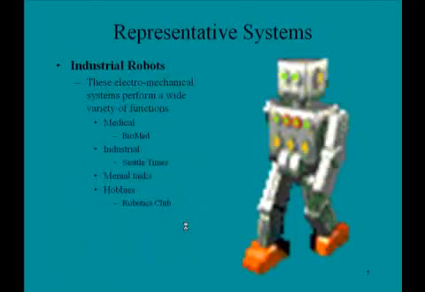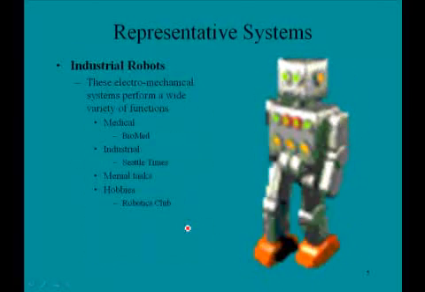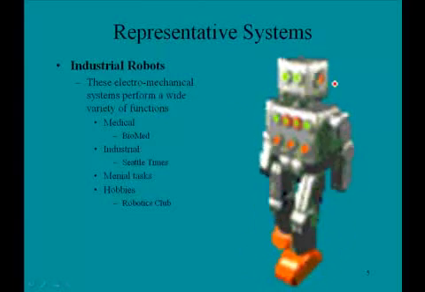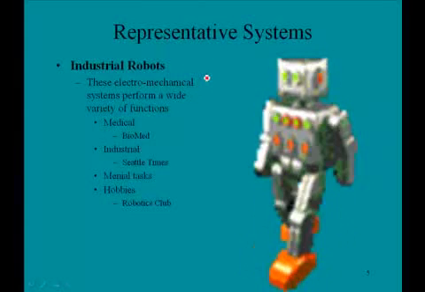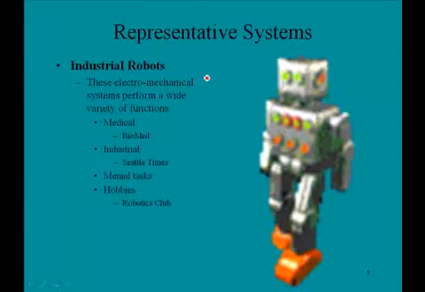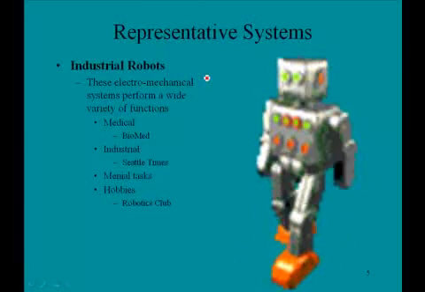electronic components. Industrial robots. Now here is our friendly robot walking along. What is a robot? Well, these electromechanical systems provide a wide variety of functions. Interesting to note here that a robot is electronic and it is also mechanical. It's a merging of two technologies. And robots have just, their use is expanding daily.